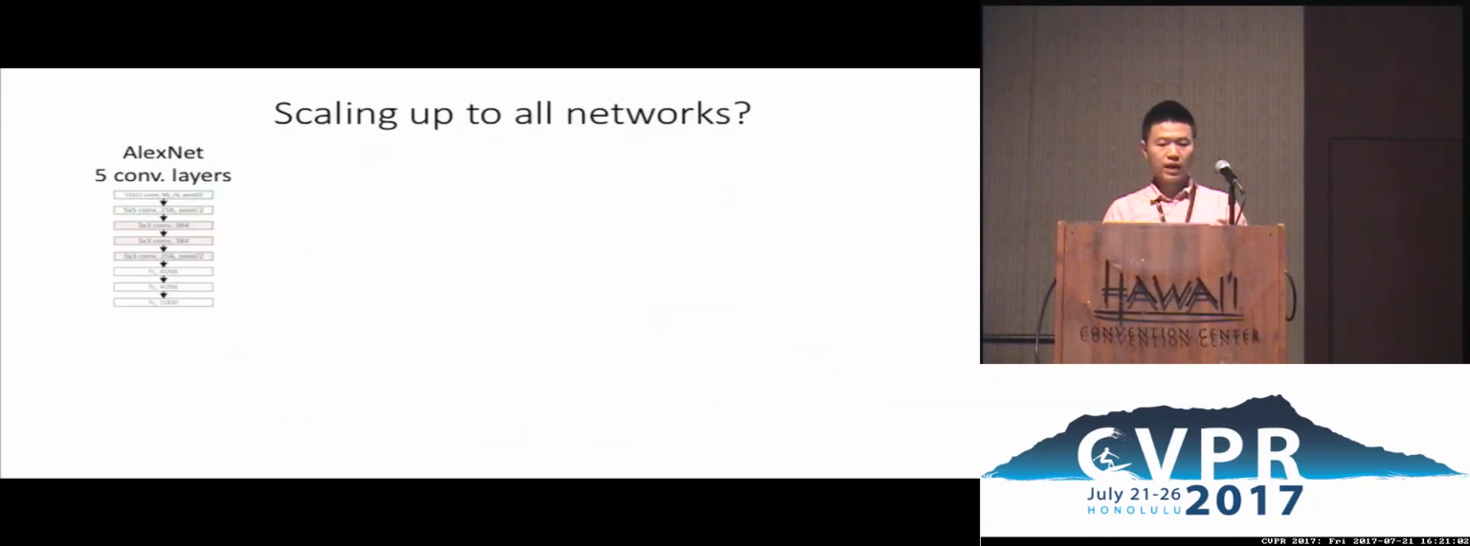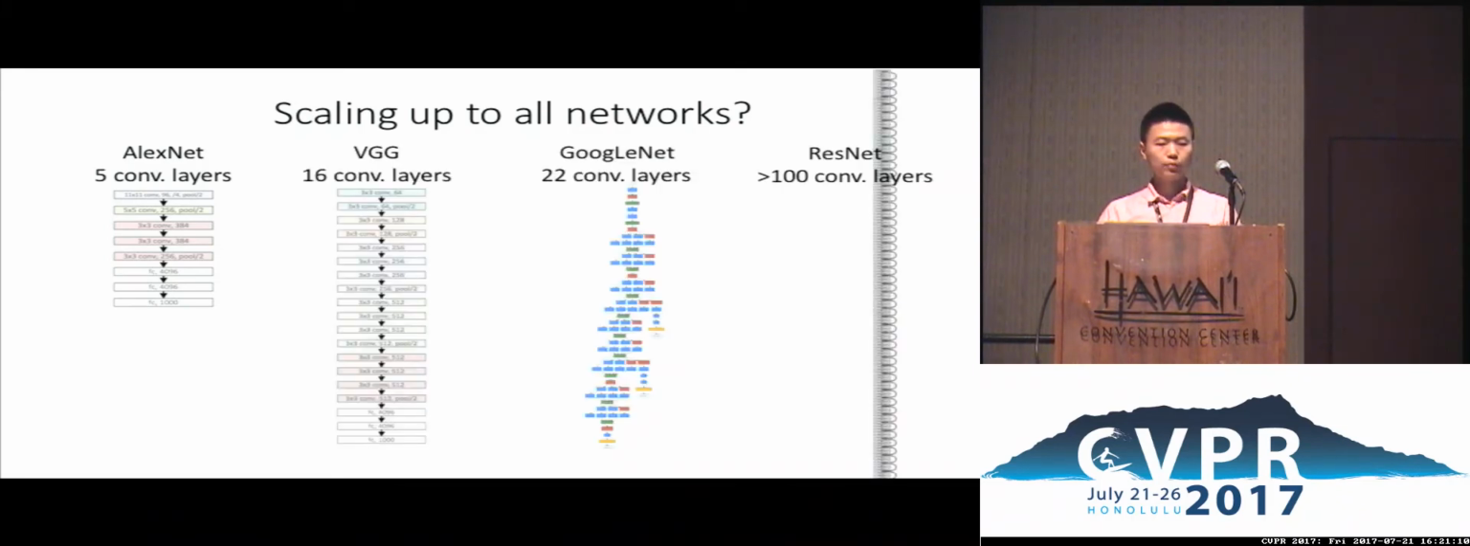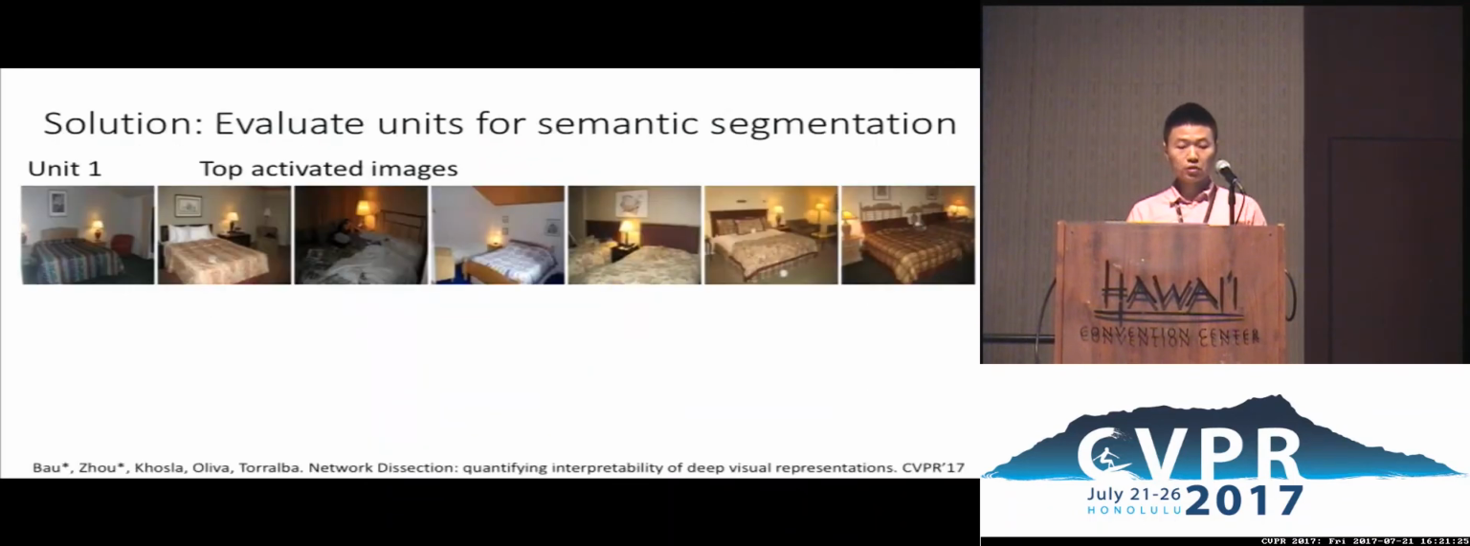Here, one issue is that we only analyzed AlexNet, which has only 5 conv layers, given those different architectures. How do we scale up to analyze units in all those network architectures, because there are more than 100 conv layers in the residual network, and each layer has hundreds of units, so it's hard to manually annotate all of them. So here our solution is simple: we evaluate the units for semantic segmentation.